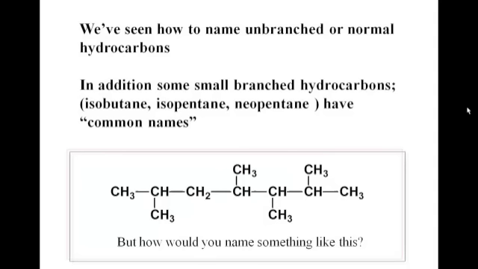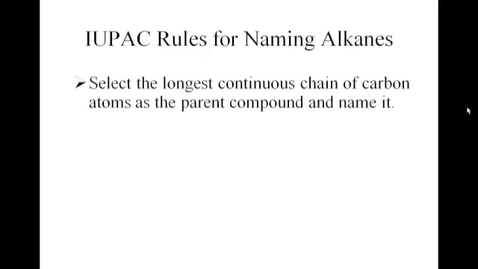So we use the system of nomenclature that is systematic, and it was developed by what we call IUPAC, which is the International Union of Pure and Applied Chemistry. And they've come up with a set of rules for naming organic compounds. So we're going to look at the rules for naming alkanes that are a little bit more complicated than just the normal alkanes or the straight or unbranched chains. So here are the rules.